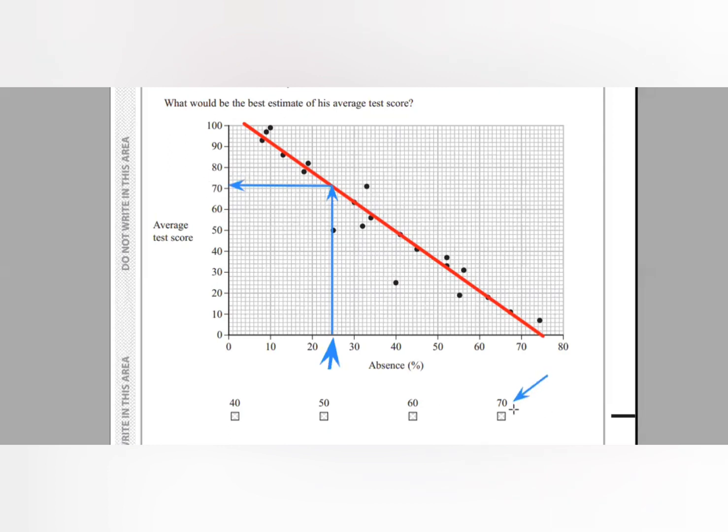And this is how you answer a question like this. So first thing you do, you draw a best fit line, find the 25%, go on top, go up until the best fit line stops you, and then you go back to the average test score, and then you find the answer that you need. Now let's move on to the next question.